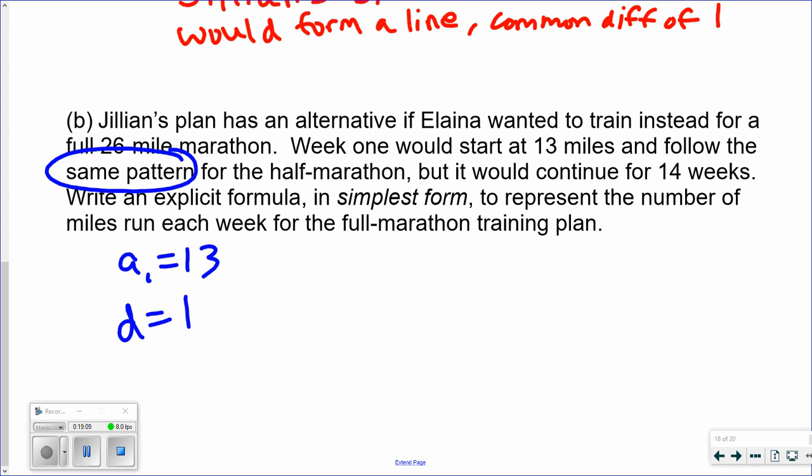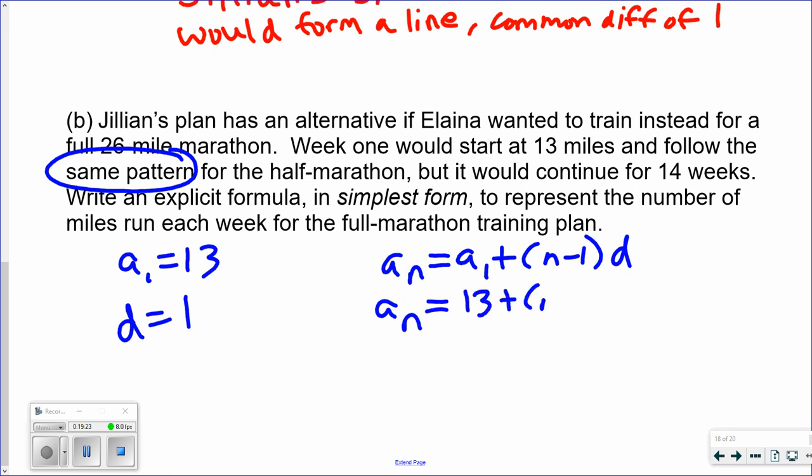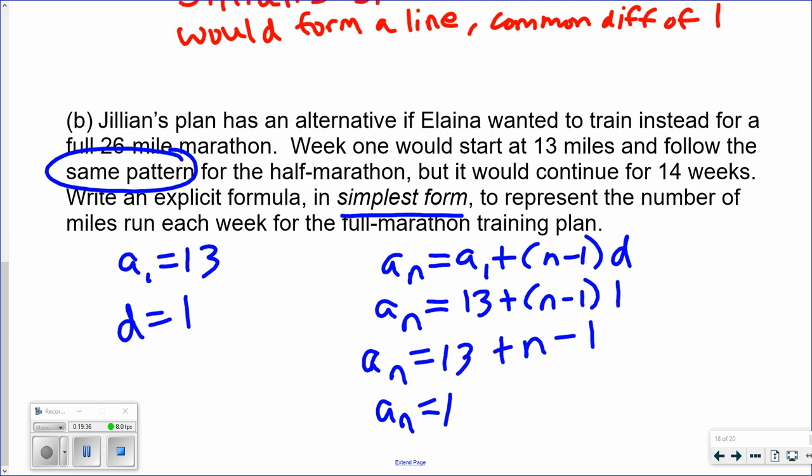Write an explicit formula so we know it's arithmetic. We're looking for an explicit formula, so that means for any term. A sub 1 is 13. This means for any term, our pattern was 1. And it tells you in simplest form, so I want to clean this up. I'm going to distribute that 1. I get n minus 1. If I combine like terms, my explicit formula would be a sub n is 12 plus n.